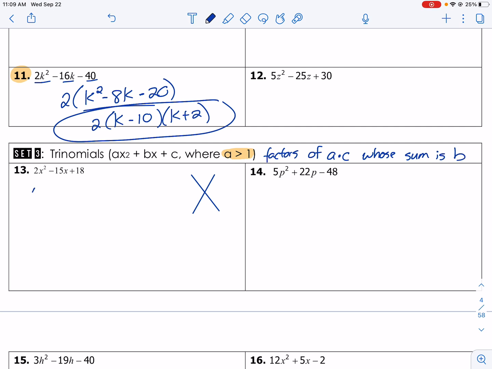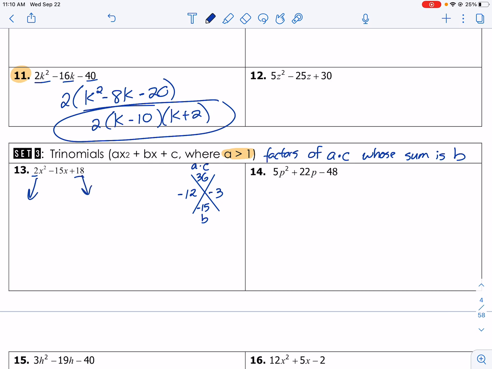Because if you wanted to just put x and x, that's not going to get you 2x squared. So instead, we need to look for factors of A times C, 2 times 18. We'll put that up here. This is our A times C. And we're looking for those factors that sum to B, negative 15. I'm going to help you out here. When your last term's positive and middle term's negative, you want two negative factors, because a negative times a negative gets you a positive.